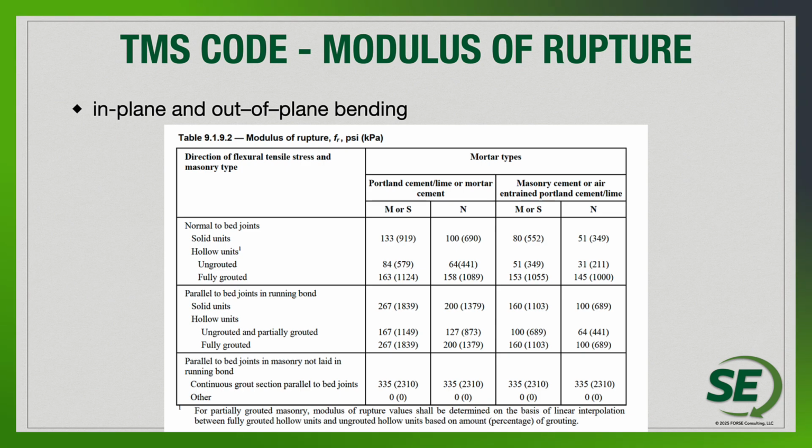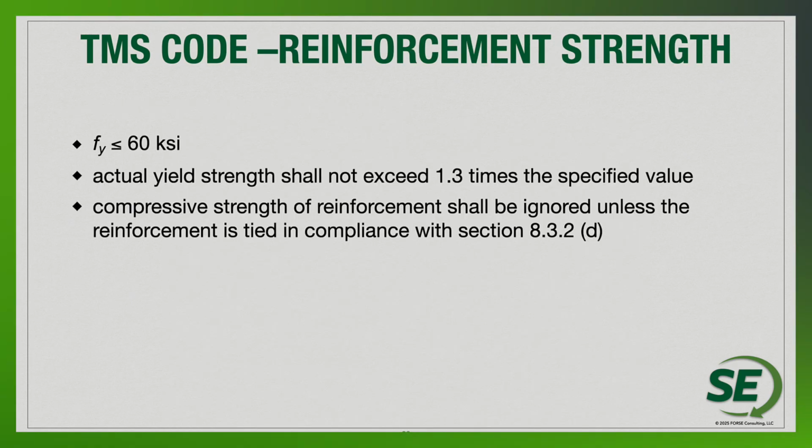Next, you can see the reinforcement strength. fy is going to be less than or equal to 60 ksi. Actual strength shall not exceed 1.3 times the specified value. And also the compressive strength of reinforcement should be ignored unless the reinforcement is tied in compliance with the TMS code. There are some assumptions that we have to make.